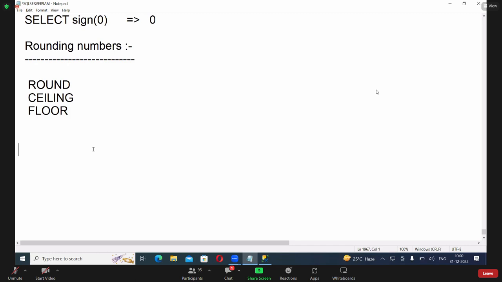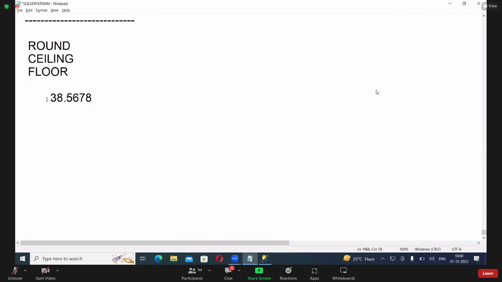Okay, then they're used for rounding. For example, you did some calculation. After calculation, the number is like this: 38 point 5678 something. So this is the number, but you don't want to show the number like this. You want to round this value to 39.